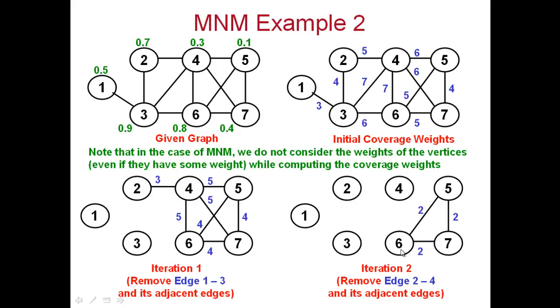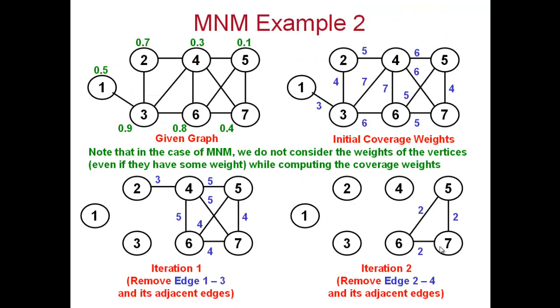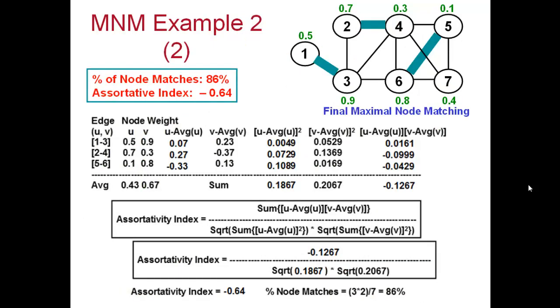So we are left with this as the set of edges with the coverage weight for each of them being 2. So we can pick one of them arbitrarily. Let us say I pick 5, 6. So once I pick 5, 6, the other 2 edges are discarded and the graph vertices get isolated. So we have found these 3 edges to be part of a maximal node matching. So the percentage of nodes that are matched is 6 over 7, which is 86%.